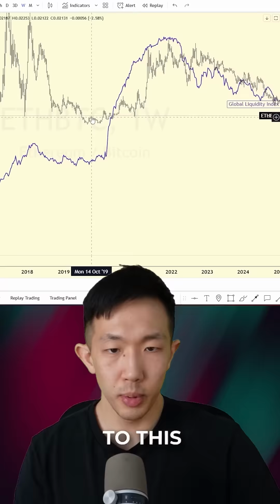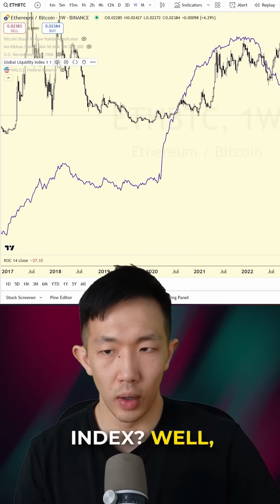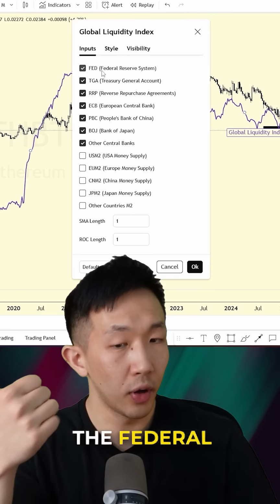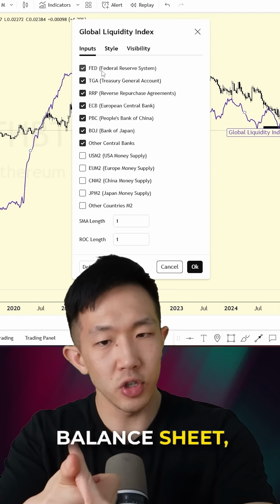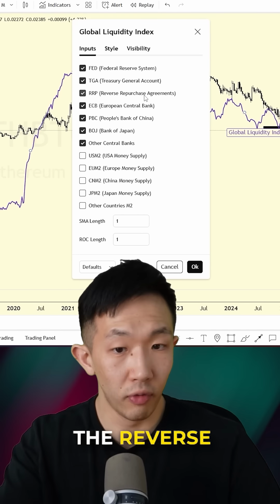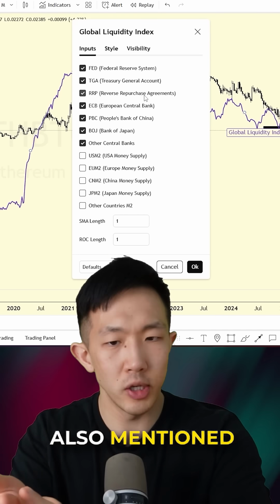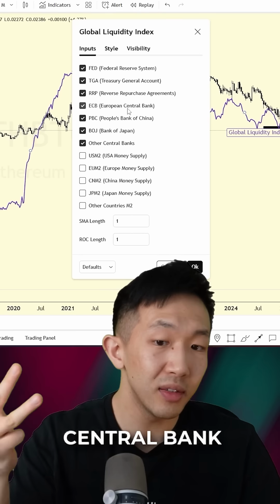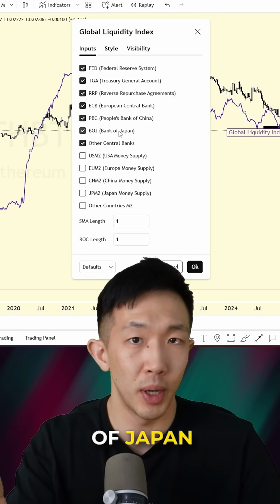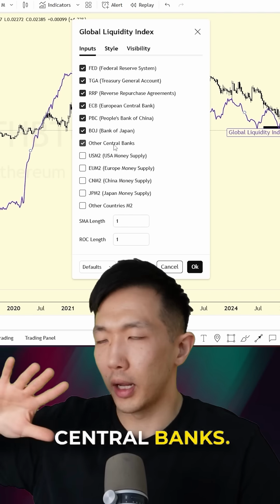What is contributing to this global liquidity index? Well, you can go into the settings and you see very clearly here. It comes from the Federal Reserve System, which is the Fed balance sheet, among other things, the Treasury General Account, the TGA we have mentioned, the reverse repo account, which we have also mentioned that has been draining, and the ECB central bank balance sheet, the PBOC's central bank balance sheet, and BOJ, Bank of Japan central bank balance sheet, and other central banks, albeit a lot smaller.